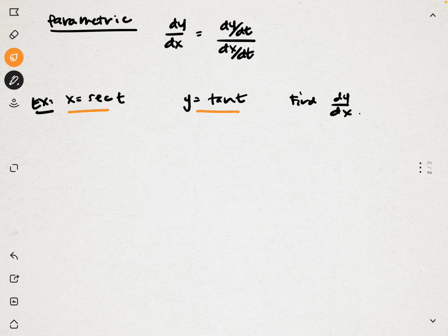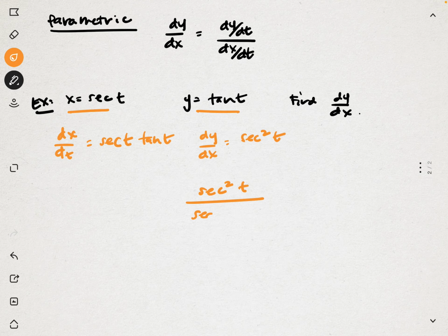Okay, so the derivative of x with respect to t would be, derivative of secant is secant tangent. Secant t tangent t, and then dy/dt is going to be secant squared t. Alright, so we're going to do y over x, so we have secant squared t over secant t tangent t.